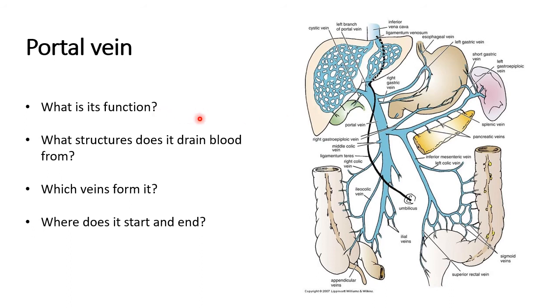What structures form it? So this is the beginning of the portal vein, and that's the end of the portal vein. It starts just behind the neck of the pancreas by the union of the splenic vein and the superior mesenteric vein, and then it goes up in the right free margin of the lesser omentum until it reaches the porta hepatis, where it divides into right and left branches.